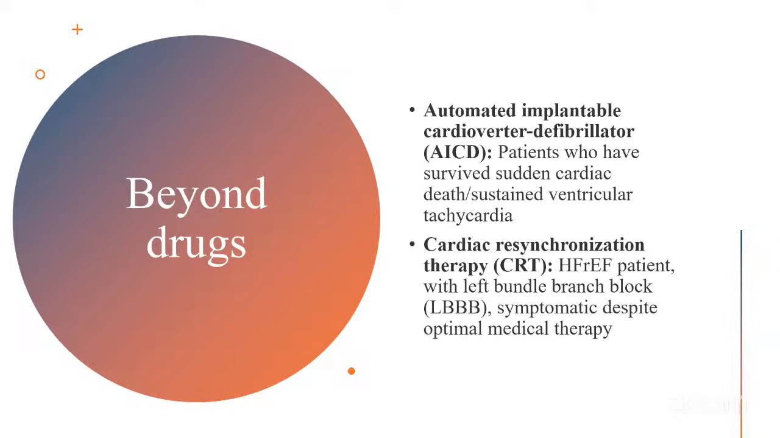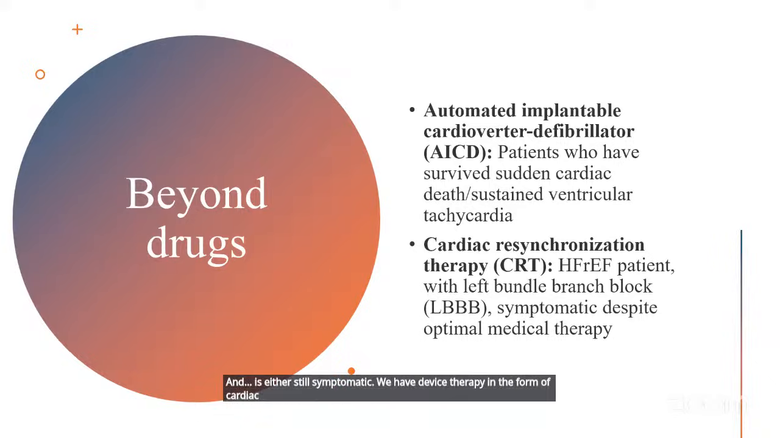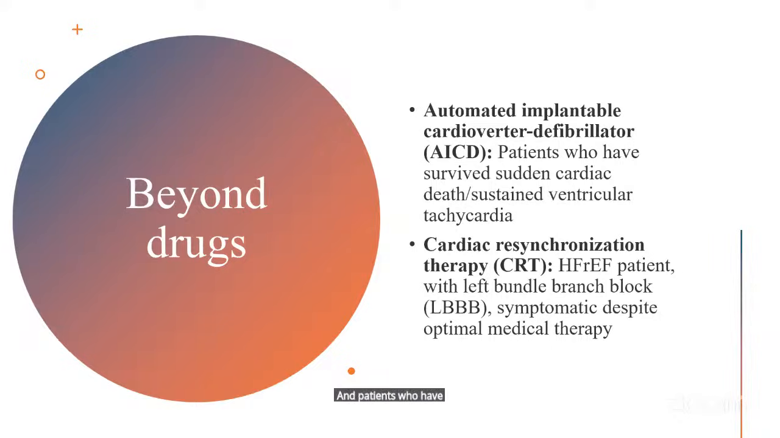So beyond drugs, if the patient is already on four pillars of therapy and is still symptomatic, we have device therapy in the form of cardiac resynchronization therapy. It is only indicated in patients with an ejection fraction of less than 35 percent and patients who have left bundle branch block on the ECG. And these patients should be symptomatic despite optimal medical therapy.